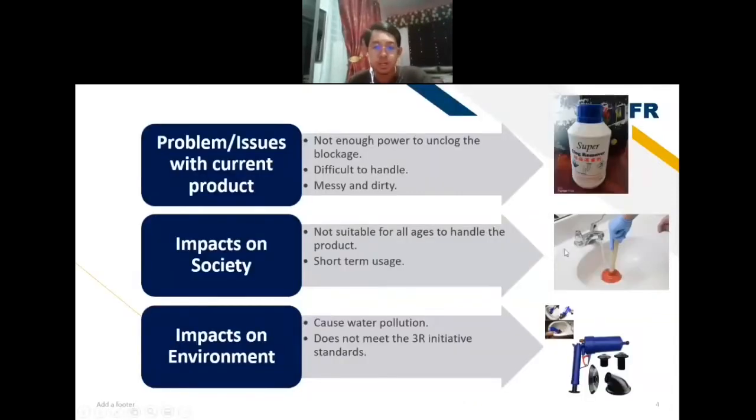These are the examples of the current product. The problems or issues with the current product are not enough power to unclog the blockage, difficult to handle, messy and dirty. For the impacts on society, it is not suitable for all ages to handle the product, and it is for short-term usage. For the impacts on the environment, it will cause water pollution and does not meet the 3R initiative standards.